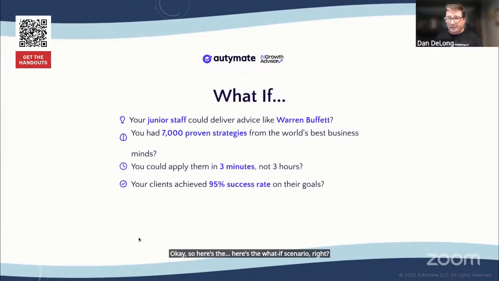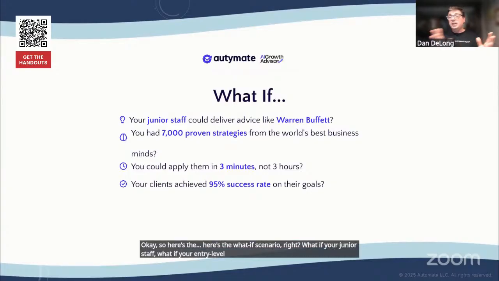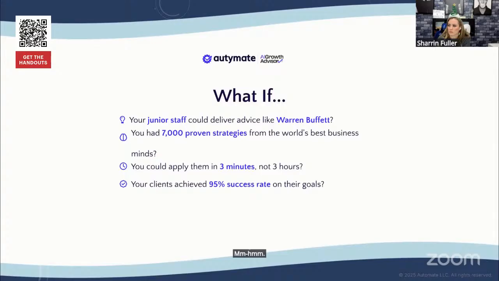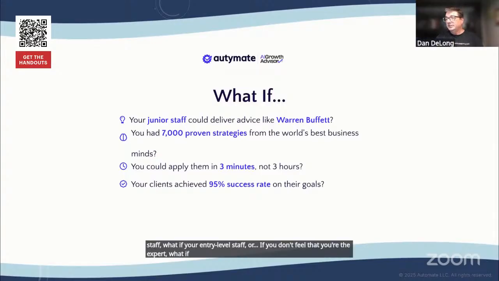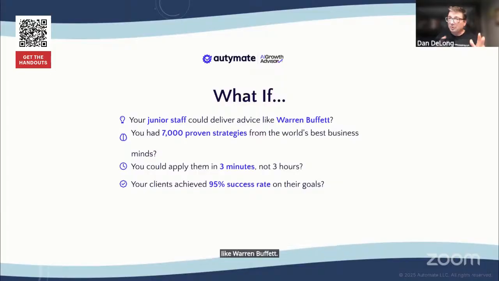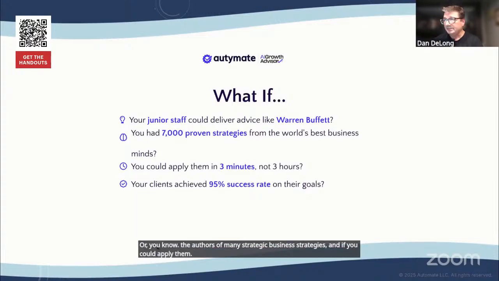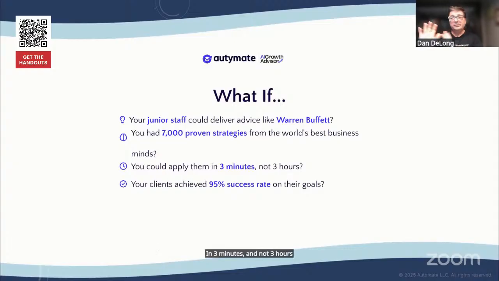Okay, so here's the what if scenario. What if your junior staff, your entry level staff, or if you don't feel that you're the expert, what if you could deliver advice like Warren Buffett or Simon Sinek, or the authors of many strategic business strategies, and you could apply them in 3 minutes and not 3 hours? Because nobody's got time to do self-study on client advisory services, retake their masters of accounting.